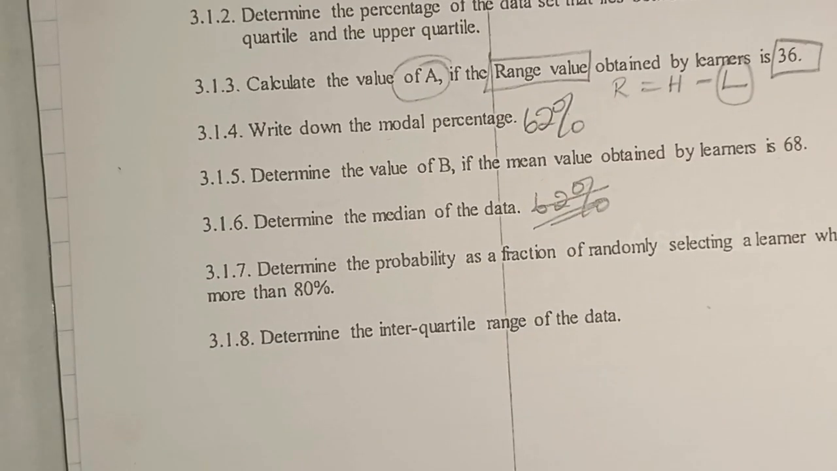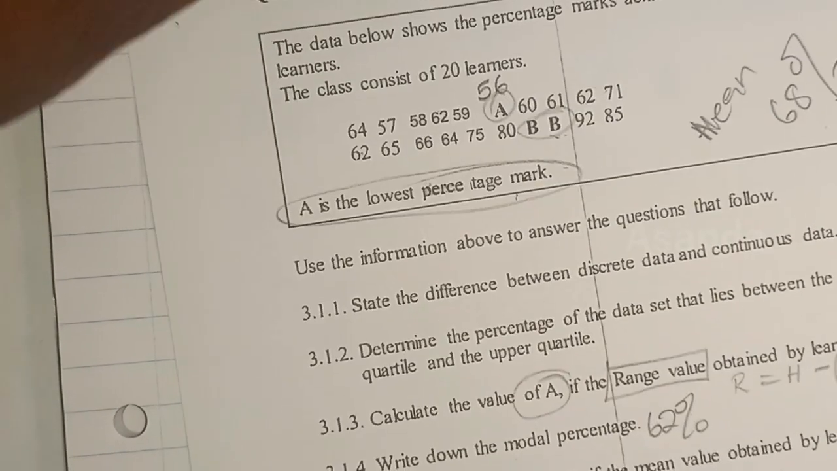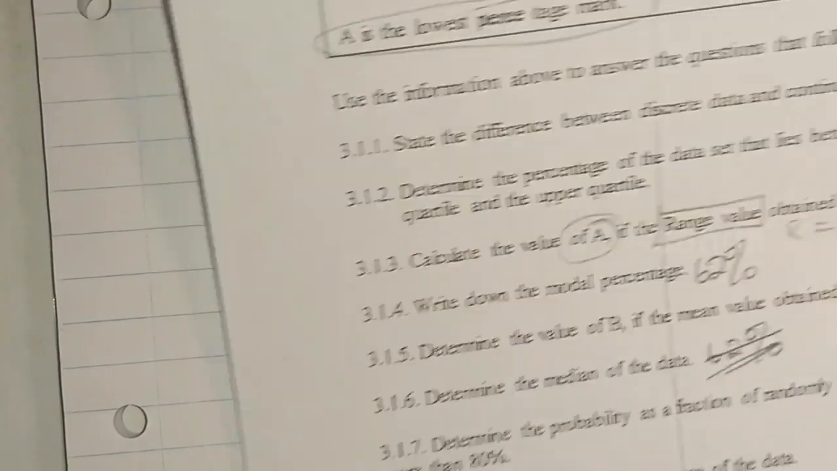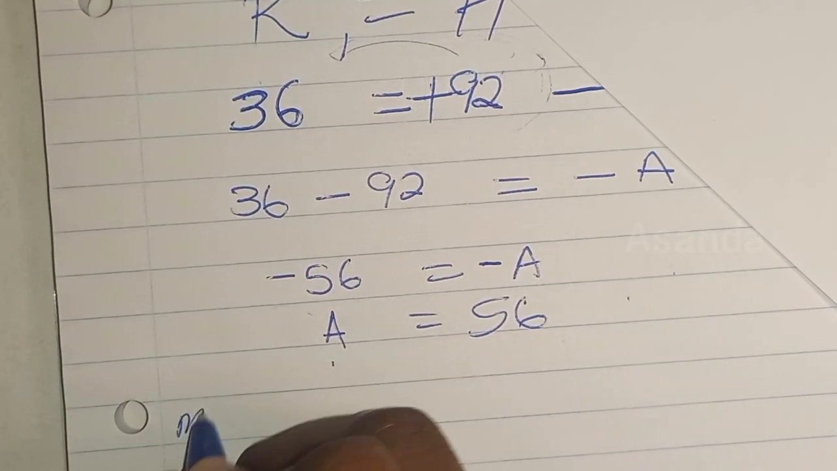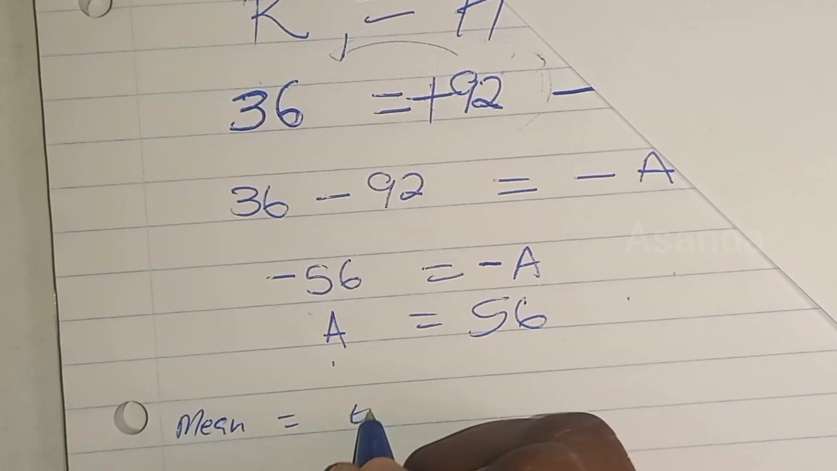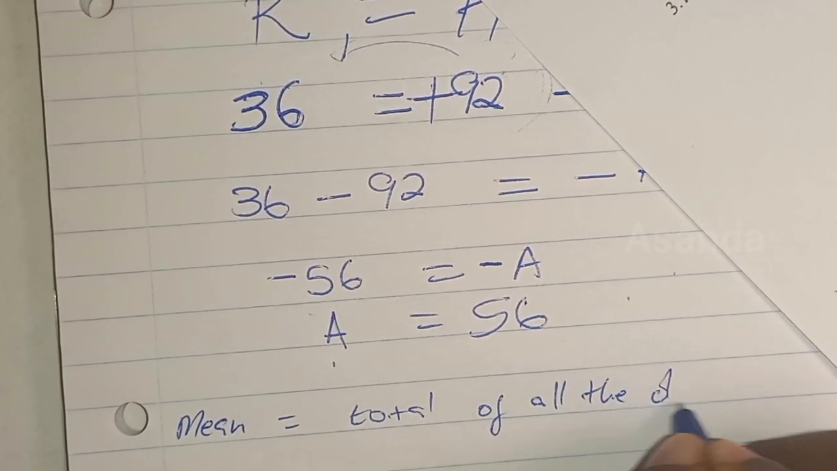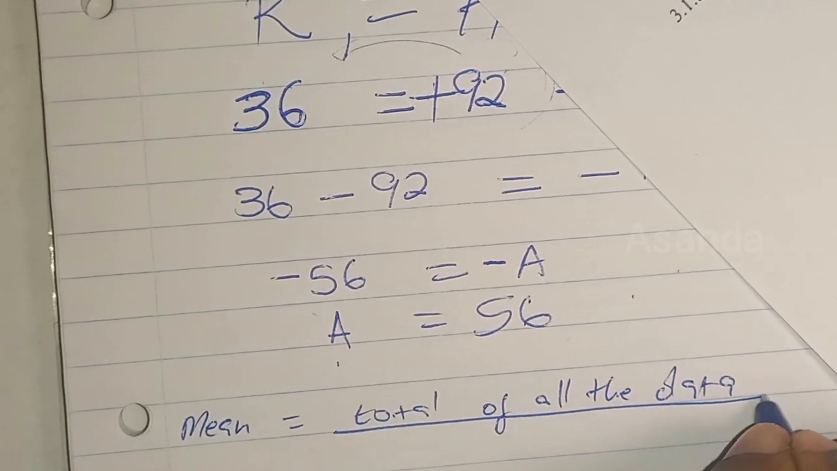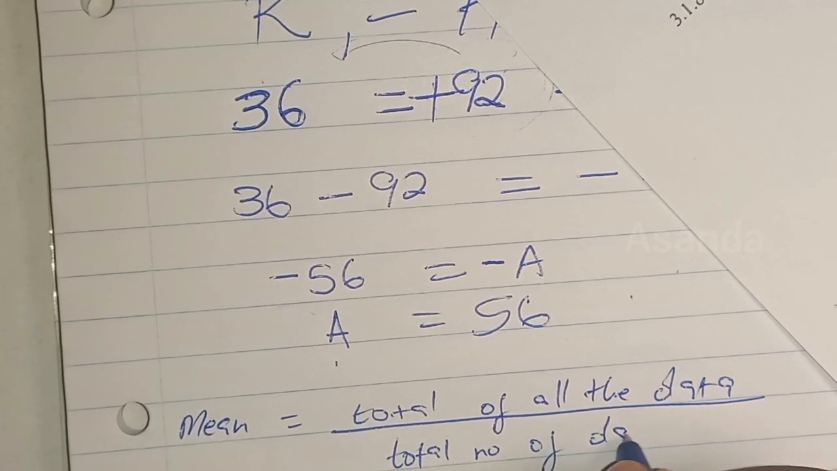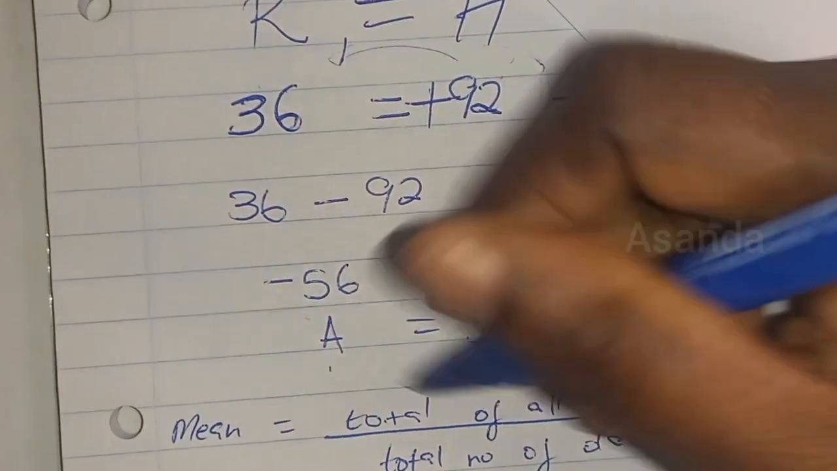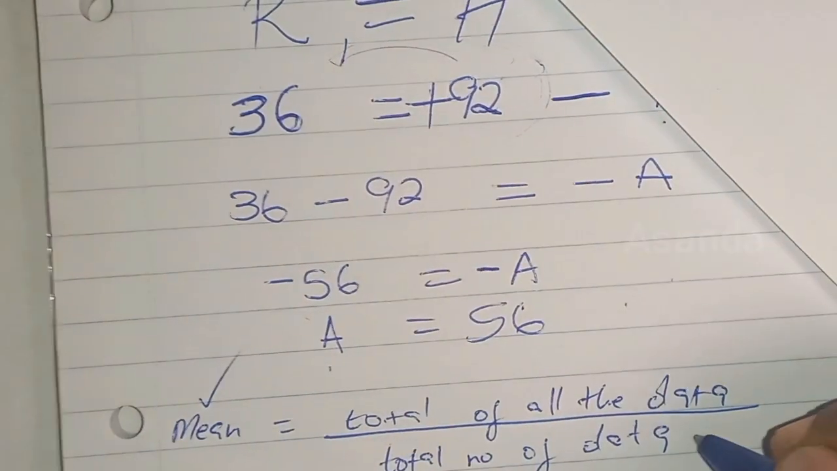Okay, so we're going to calculate the mean. No, we're not going to calculate the mean. We're going to use the mean to find the missing value. Okay, so what does the formula mean? Mean is equal to total of all the data divided by total number of data. Okay, now what we're going to do is substitute into the formula. We have the mean, we have the number of data.